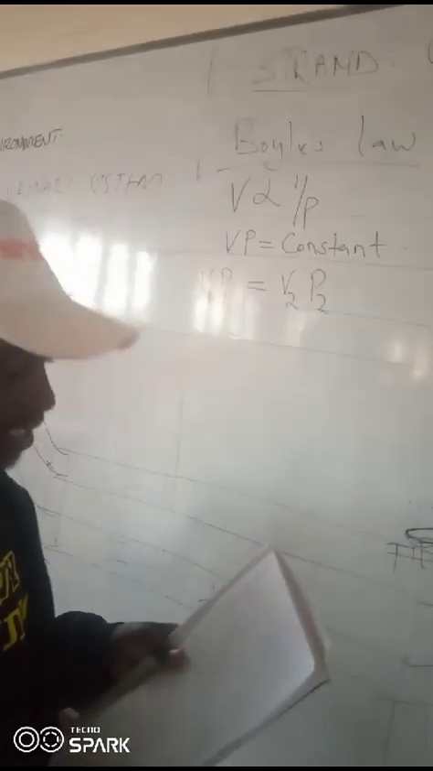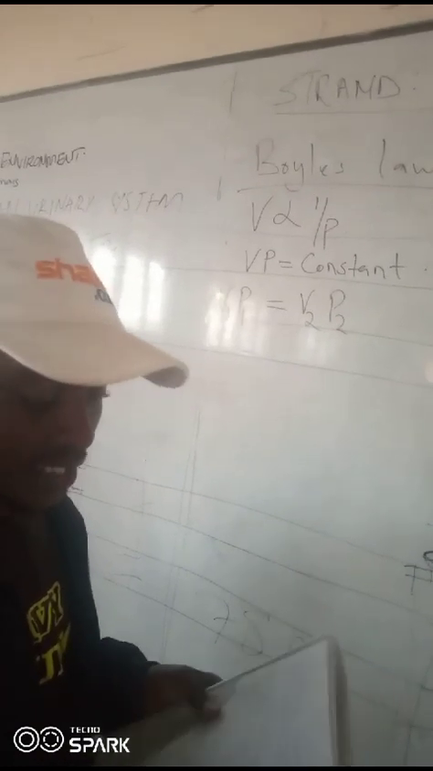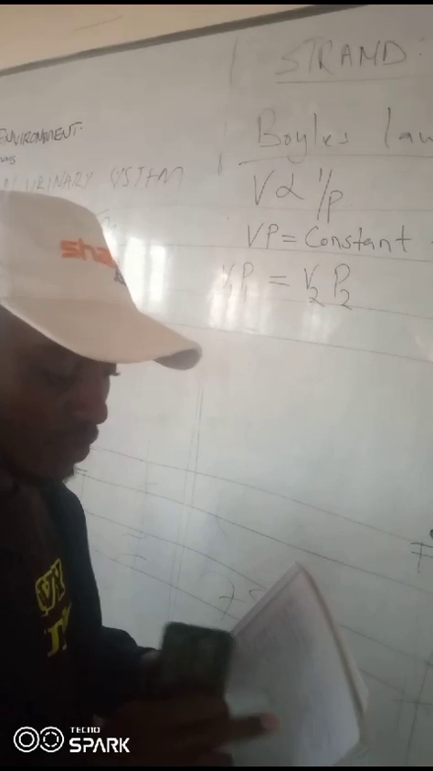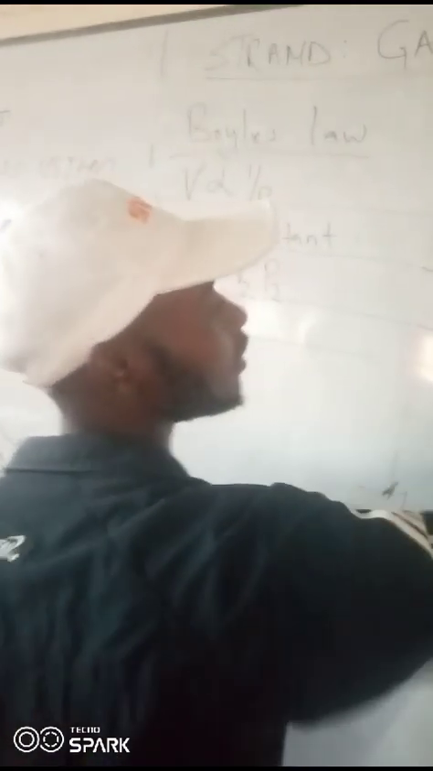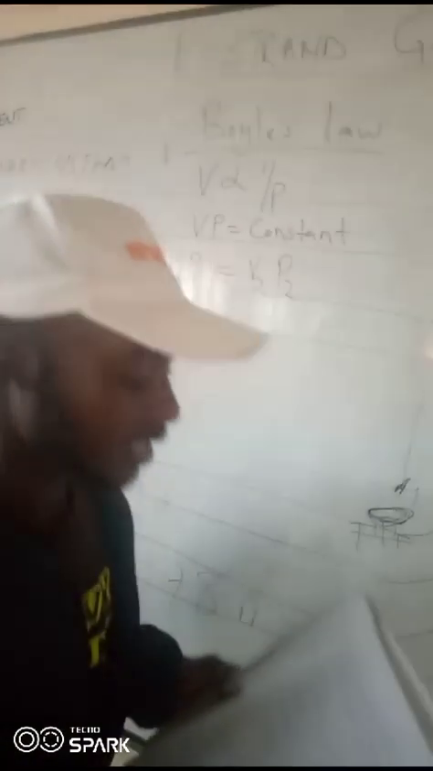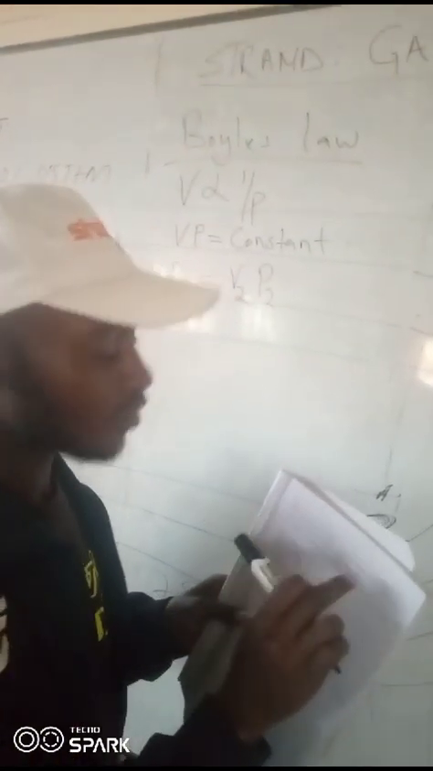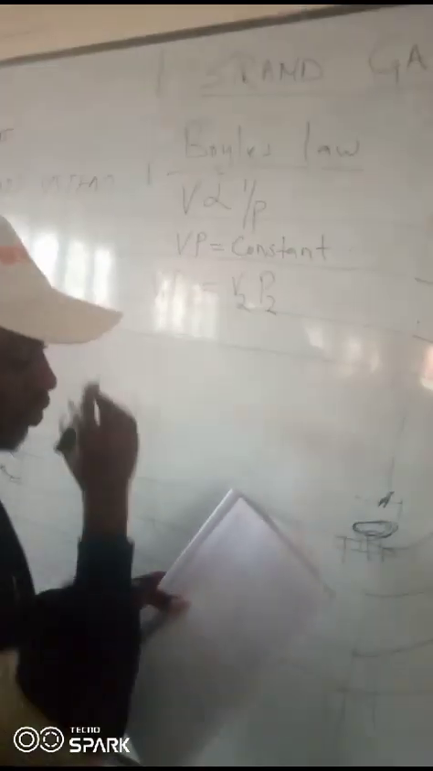A certain quantity of ideal gas is maintained at constant temperature in an apparatus. Determine the final volume of the gas. Here the question is to determine the final volume. The final volume, we said, is V2. We are now looking for V2.